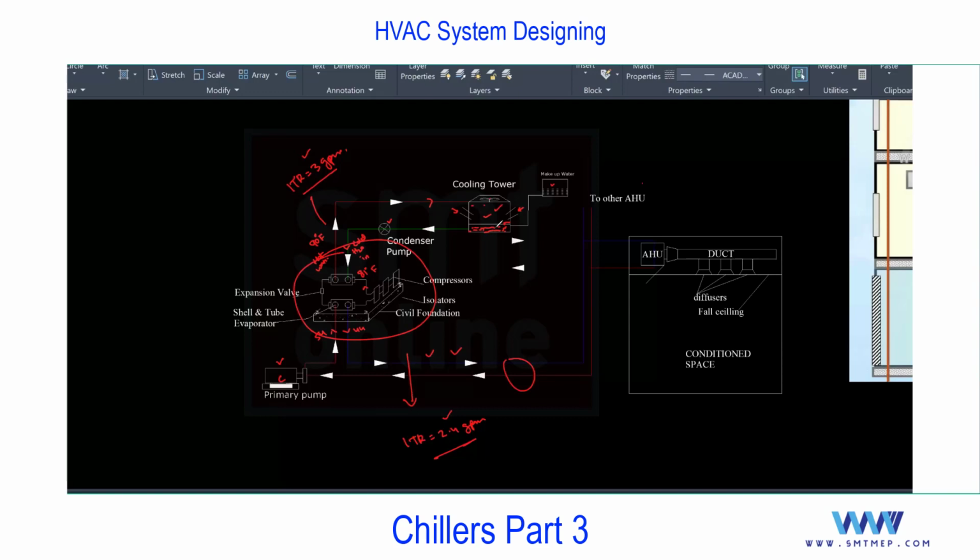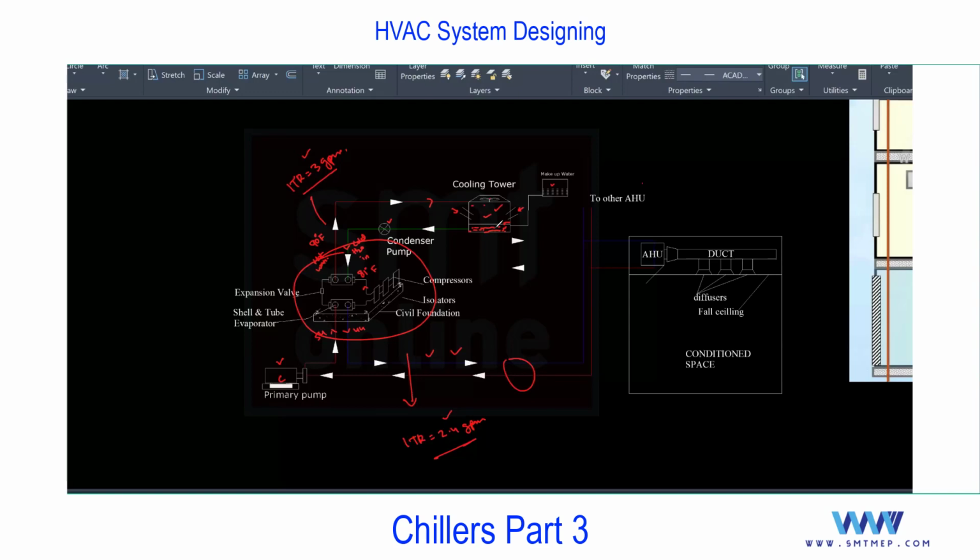Because cooling tower we cannot place inside the building, because this is used to separate the hot vapor from the water. So except cooling tower, the complete unit we can place inside the building, and that we are placing in the plant room. And cooling tower can be placed outside the building or on the roof.